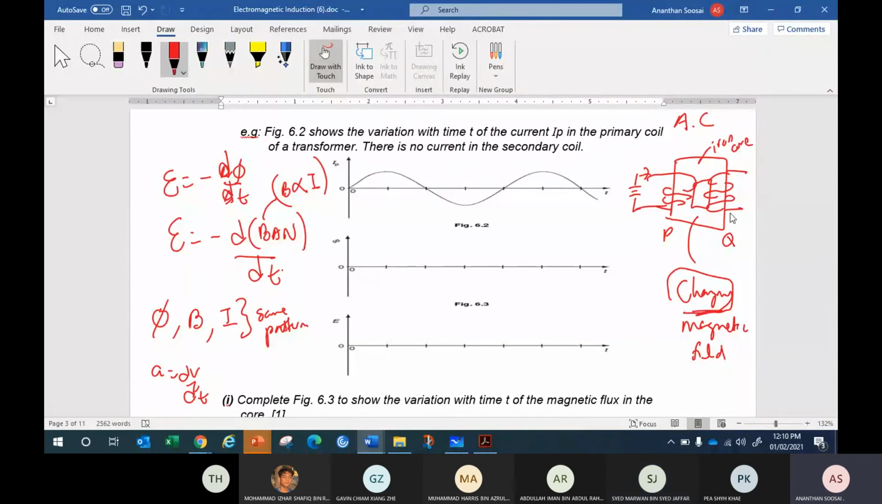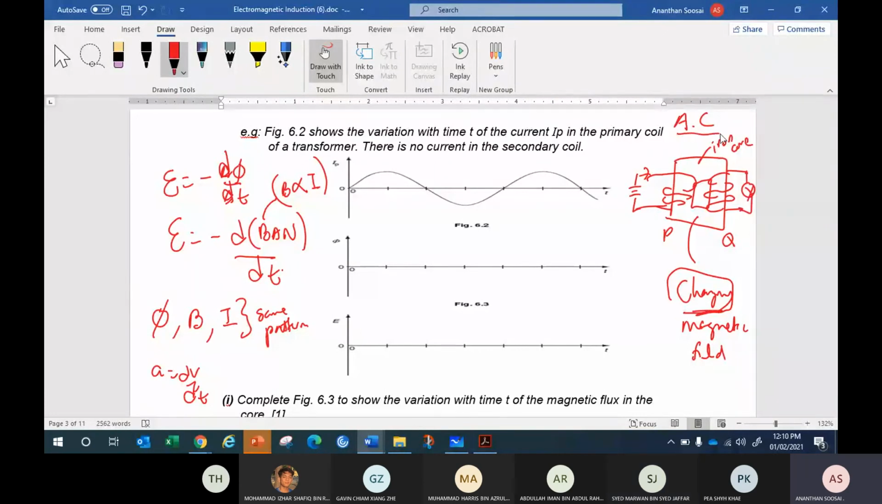The secondary coil will experience changes in magnetic flux due to the change in magnetic field in the iron core. Because when B changes, the flux changes. When flux changes, you get EMF. So according to what law do you get EMF? According to Faraday's law, the change in magnetic flux causes an EMF to be induced in the secondary coil. So you get a voltage in the secondary coil.